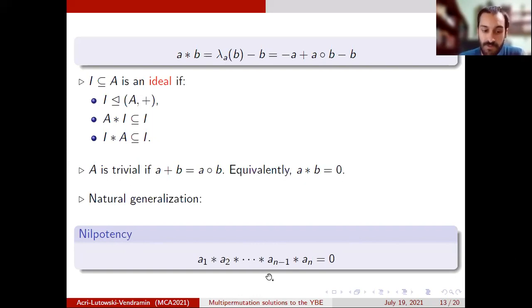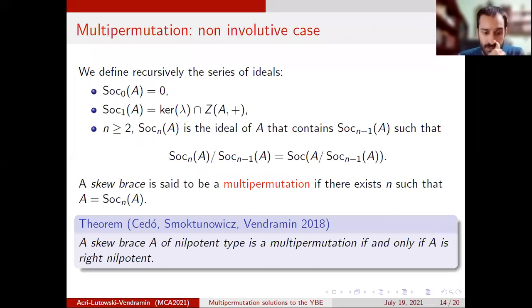But the problem with this definition is that the star operation is not associative. So we have two notions, a notion of left nilpotency and a notion of right nilpotency. I'll discuss briefly each notion. Well, our goal was to study non-involutive multipermutation solutions, and since we have this structure of skew brace, we will translate the problem to this language.